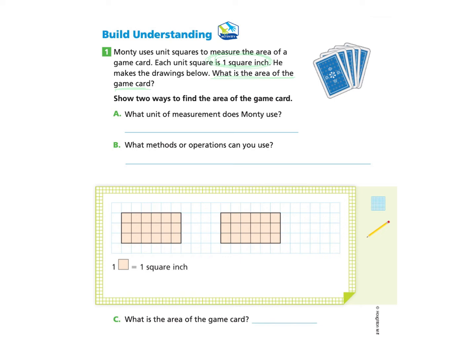And then the directions ask us to show 2 ways to find the area of the game card. Question A says, what unit of measurement does Monty use? And question B, what methods or operations can you use? So we have the 2 game cards below, and we're looking for ways that we can find the area. And so just like before, you can always pause this and try it on your own and come back, or you can just follow along with me. I'm going to show you a couple different ideas. So I'm noticing here, just like before, that I could go ahead and fill in the numbers across the top.